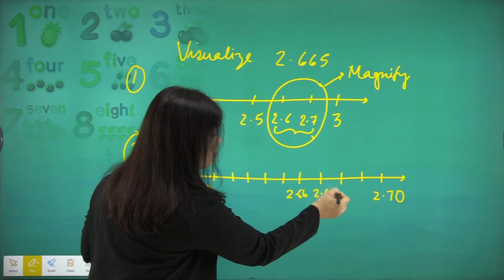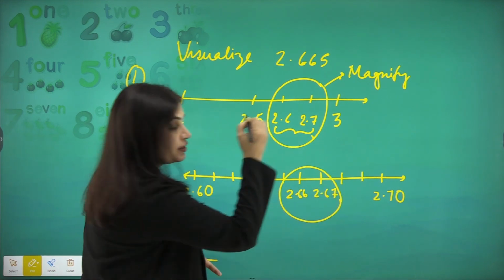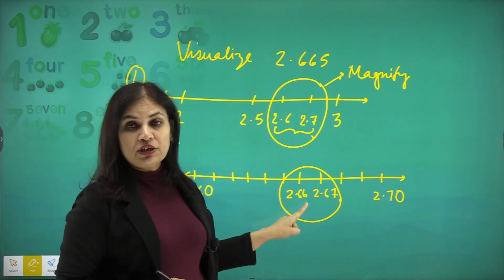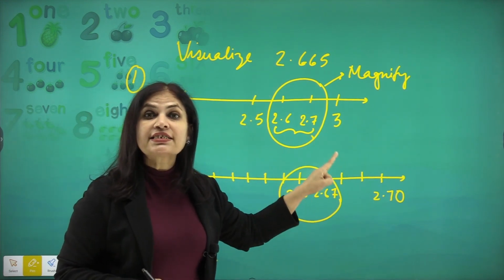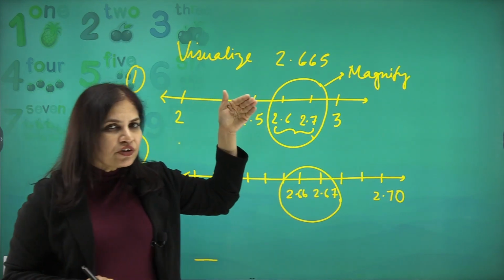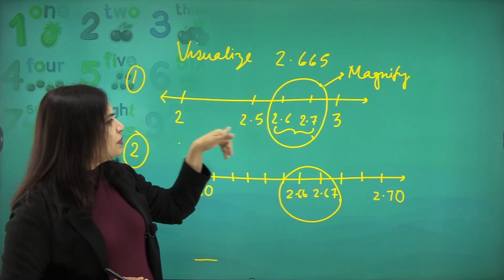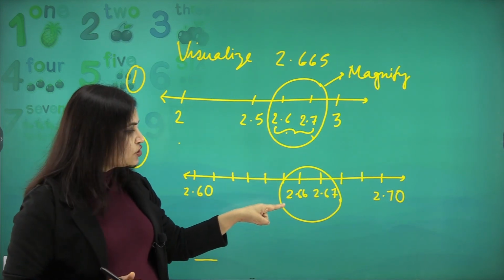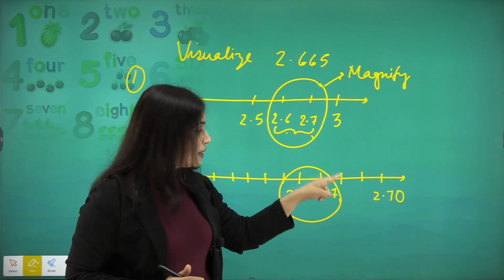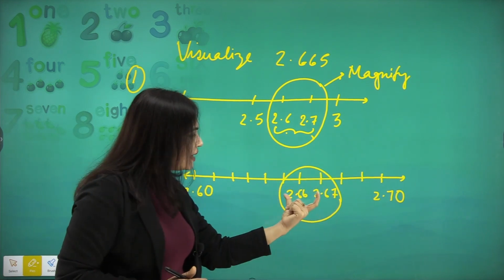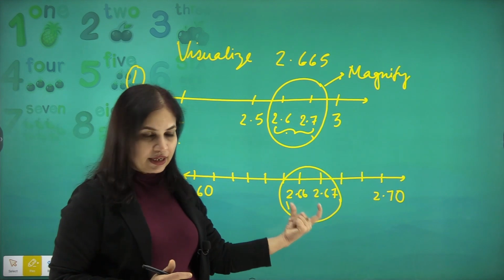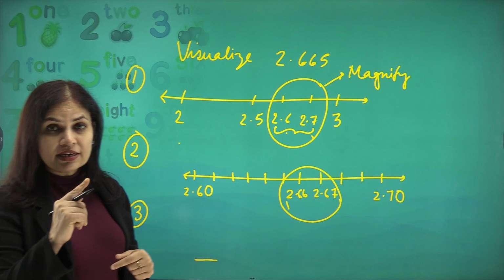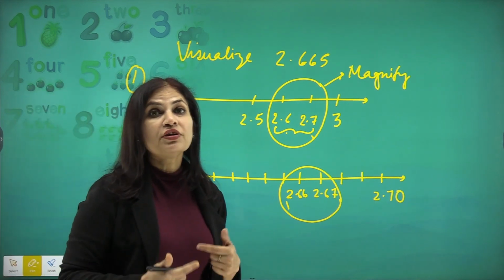Again, I need to magnify this part of the number line because the number which I want to visualize lies between 2.66 and 2.67. So what was the first step? First, I started with one digit after the decimal point. Then I went to two digits after the decimal point, and to magnify it, I'll collect this portion of the number line and jot it down in the third step by increasing one more place of decimal.